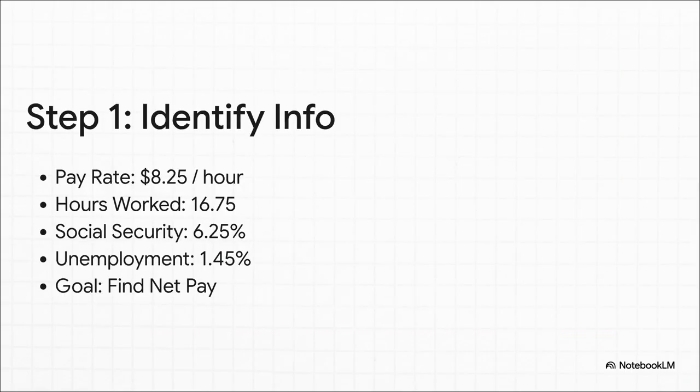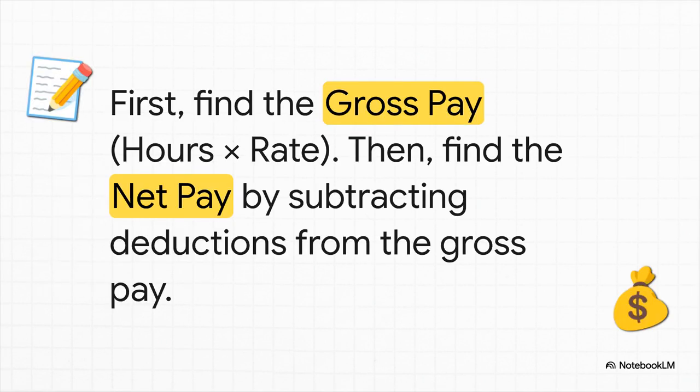But watch what happens when we use step 1, identify. We're just going to pull out the raw data. No story, no fluff, just the numbers we need. Pay rate, hours worked, deductions, and our goal. See that? Doesn't that already feel so much clearer? We've tamed the chaos. All right, so for step 2, visualize. You could just picture a paycheck, right? Money coming in, money going out.